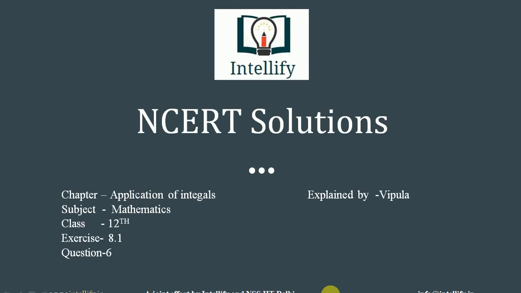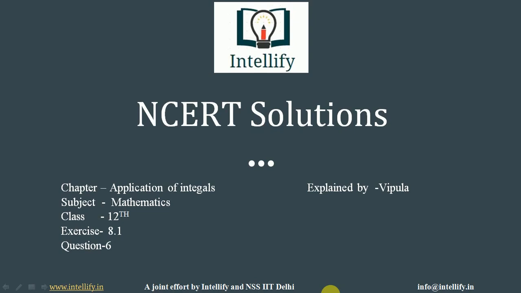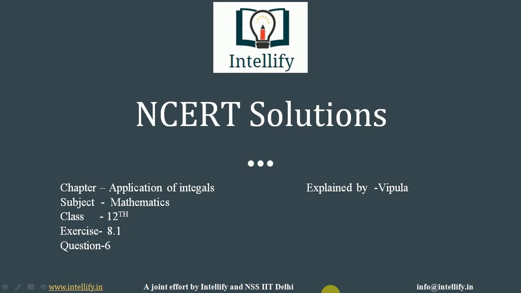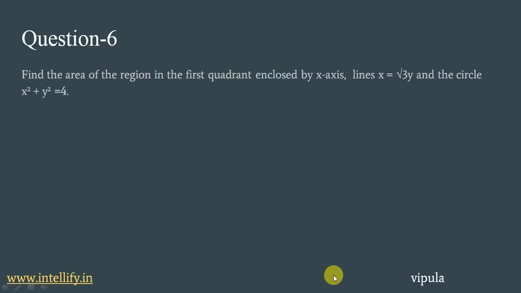My name is Vipula. Today we will solve NCERT questions of chapter Application of Integrals, subject Mathematics, class 12th, exercise 8.1, question number 6. Find the area of the region in the first quadrant enclosed by the x-axis, the line x equals root 3 y, and the circle x square plus y square equals 4. So x square plus y square equals 4 is the circle equation and x equals root 3 y is the line equation.